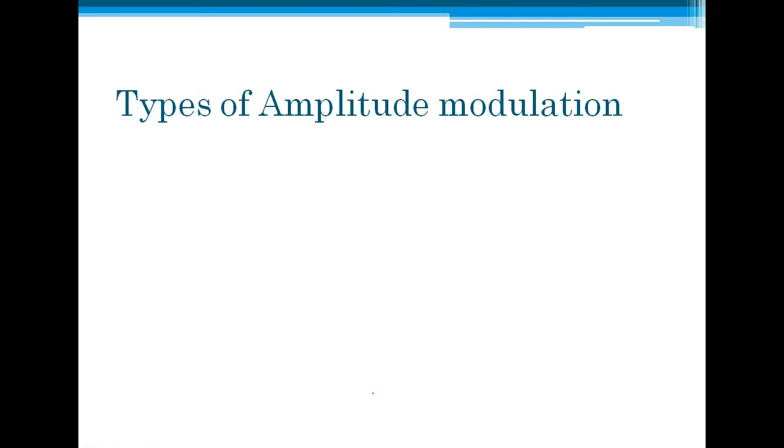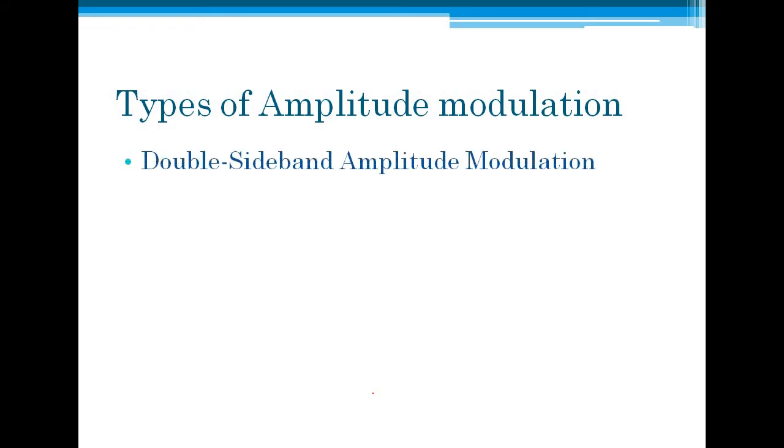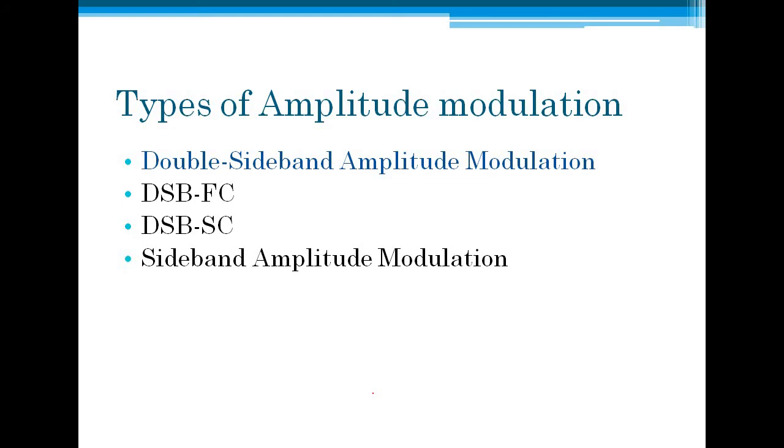Now what are the different types of amplitude modulation? The first category is double sideband amplitude modulation. Under that, the first one is double sideband full carrier, and the second one is double sideband suppressed carrier. The second category is single sideband amplitude modulation. Under that we have SSB and VSB.